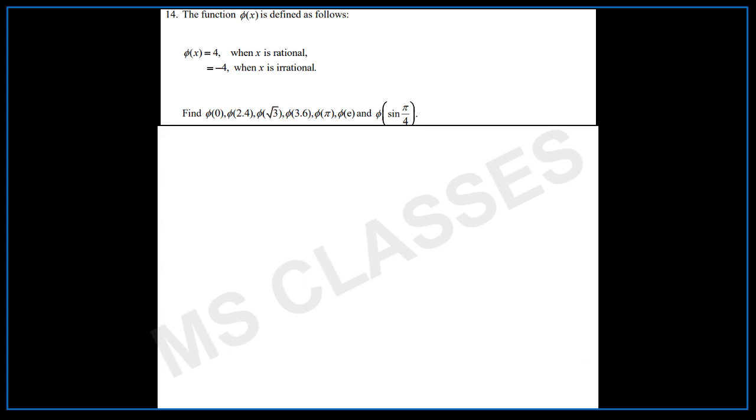Now we come to part G. Phi of sine pi by 4, that is phi of 1 by root 2. So the output will be minus 4, as 1 by root 2 belongs to R minus Q. So that's the end of this sum.